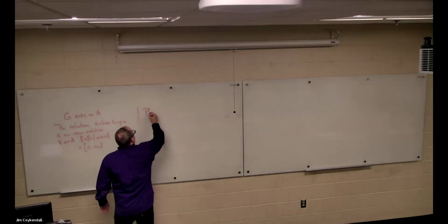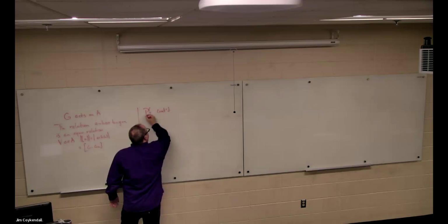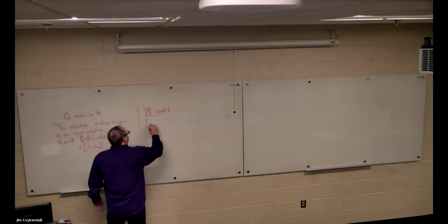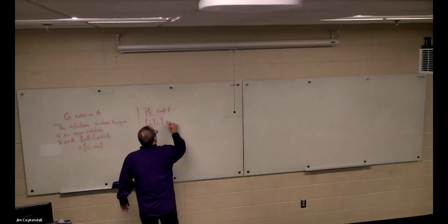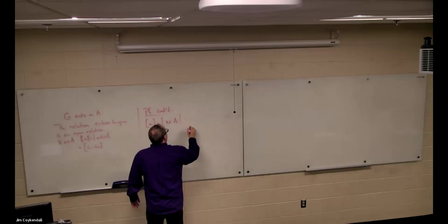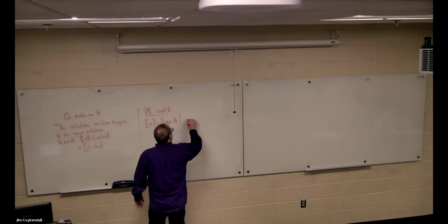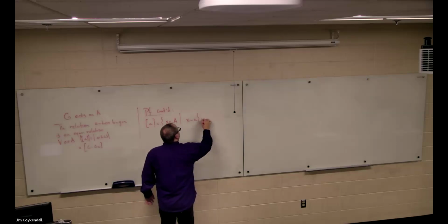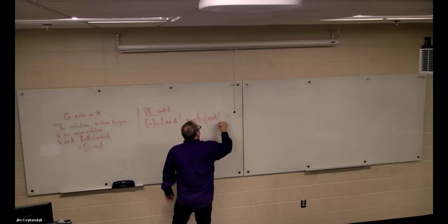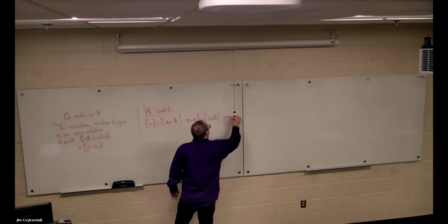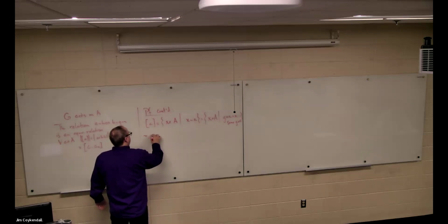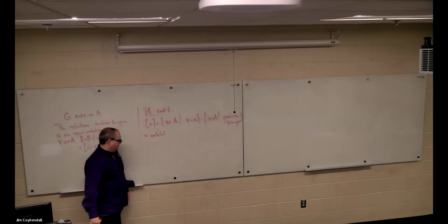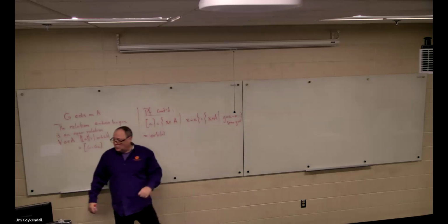So, proof continued. The equivalence class of A, well, what is this really? This is the set of X in A such that X is related to A, which is the set of X in A such that X equals g acting on A for some g in G, which is precisely the orbit of A. Right? Because this is the definition of the orbit of A.